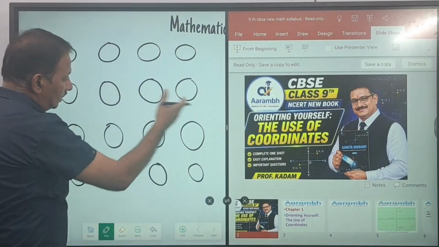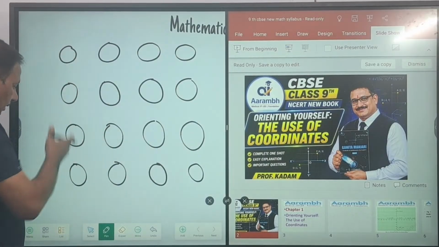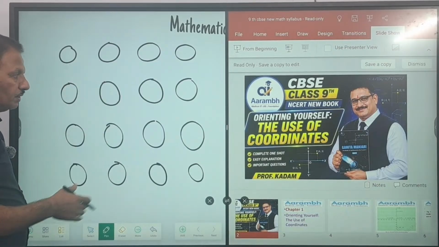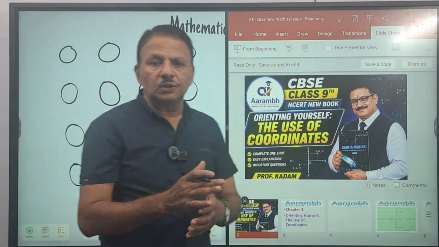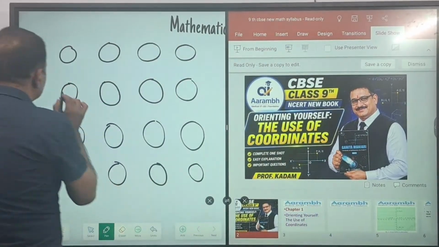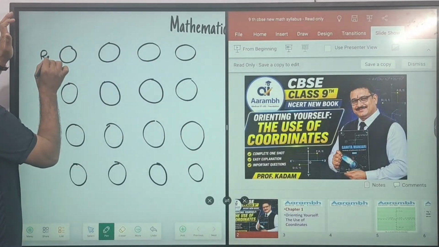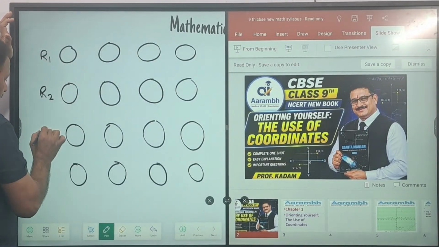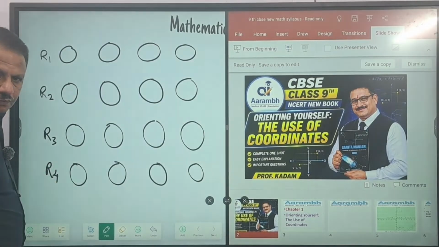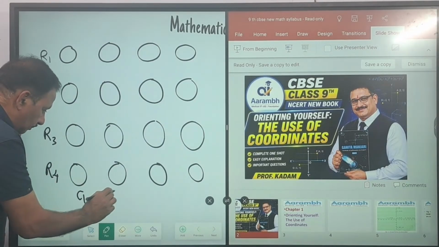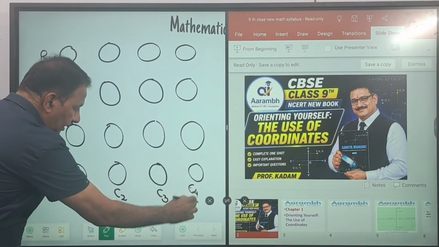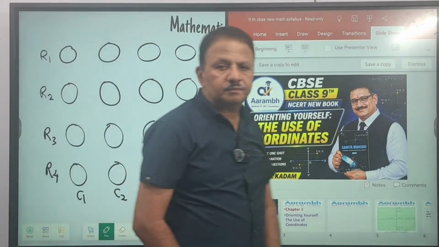Few students are in a row, and few students are in a column. Means they are arranged into rows and columns. Suppose, for example, this is my first row, this is my second row, this is my third row, this is fourth row. This is my first column, this is second column, this is third column, and this is your fourth column.